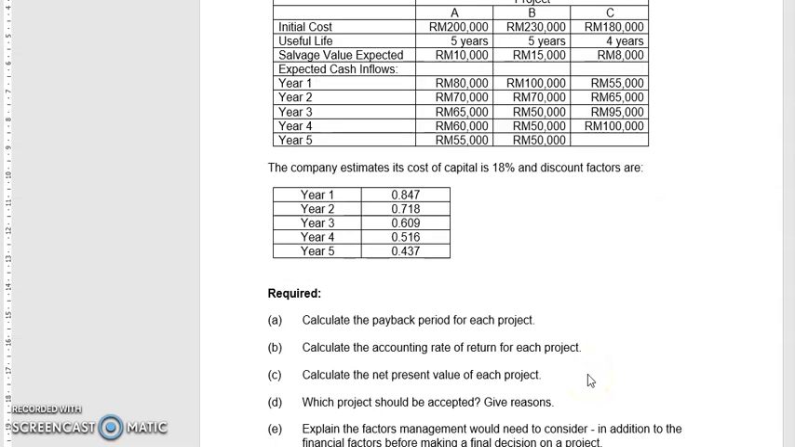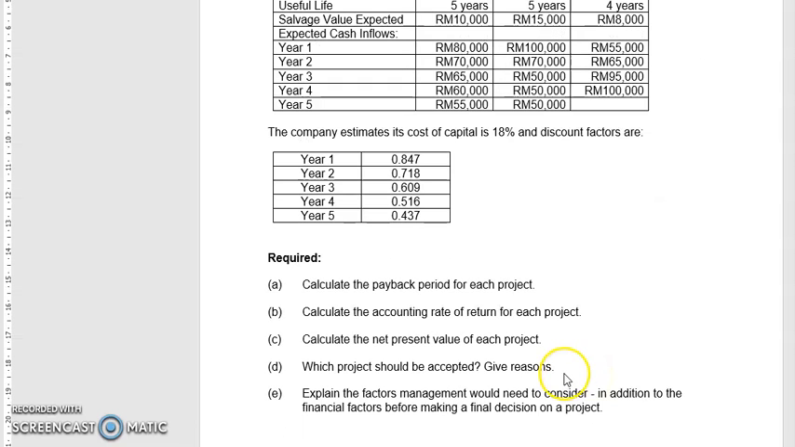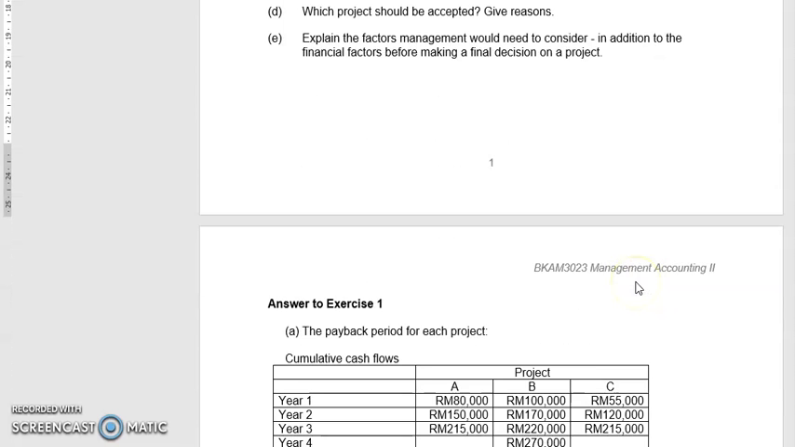So the requirement: calculate the payback period, calculate the accounting rate of return, calculate the net present value of each project, which project should be accepted, give reason, explain the factors management would need to consider in addition to financial factors before making a final decision on a project. So let's see the answer.